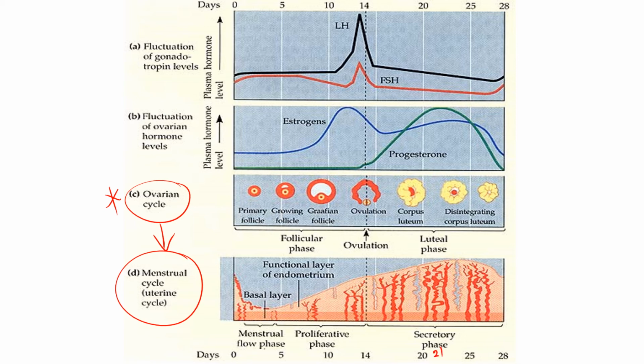Let's also take a look at the ovary because that's what's driving the uterus to do its job. First, we have a primary follicle that grows into a mature Graafian follicle. This little thing inside, that is the oocyte. You can see it's ruptured out and ovulated at day 14. After that, we have a disintegrating corpus luteum. That's assuming there's no fertilization.